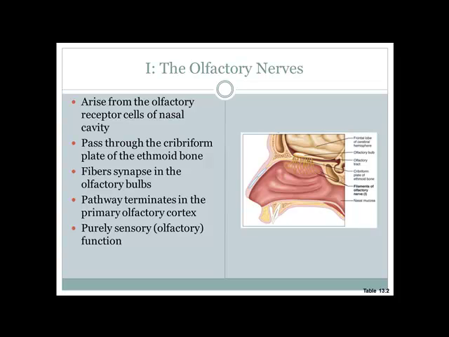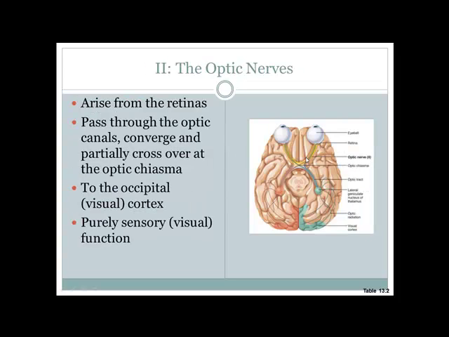So for the olfactory nerves, these are going to arise from the olfactory bulb. We'll have little nerve hairs passing through the cribriform plate, and these are going to be chemoreceptors, and your perception of this will be your sense of smell. Next one is going to be our optic nerves.